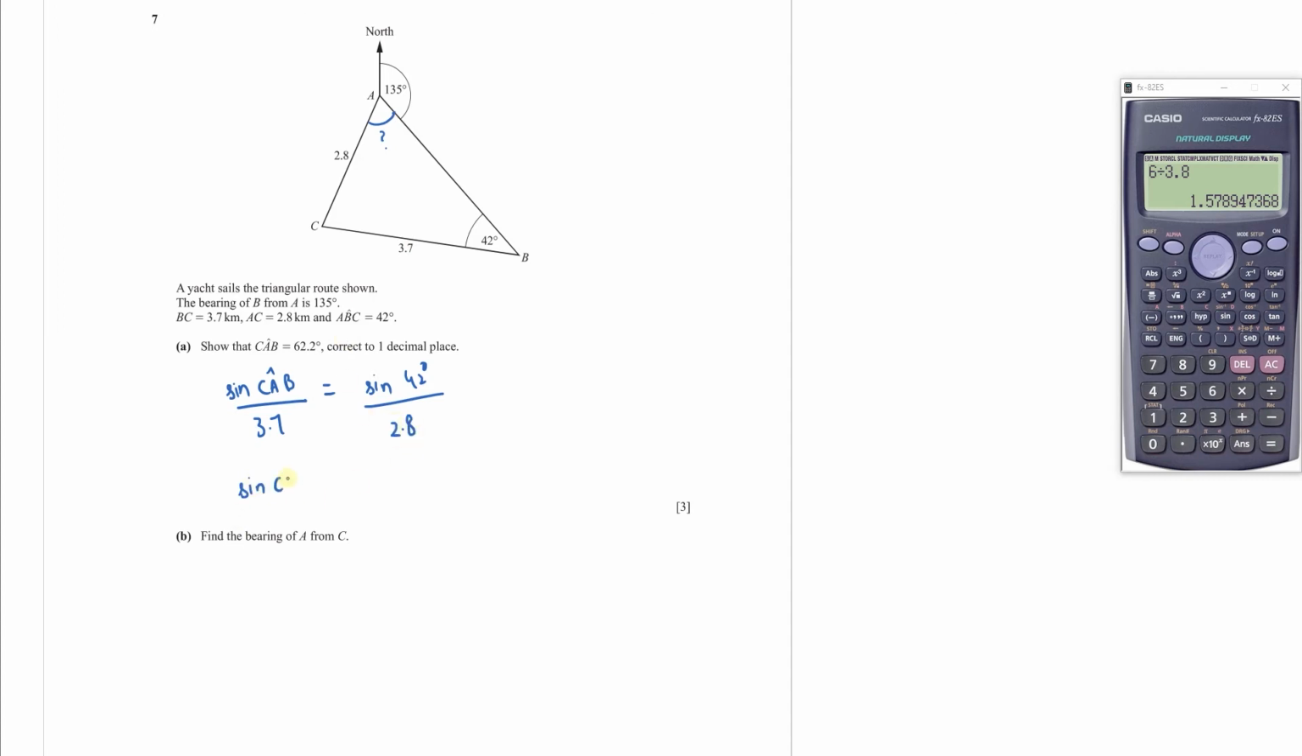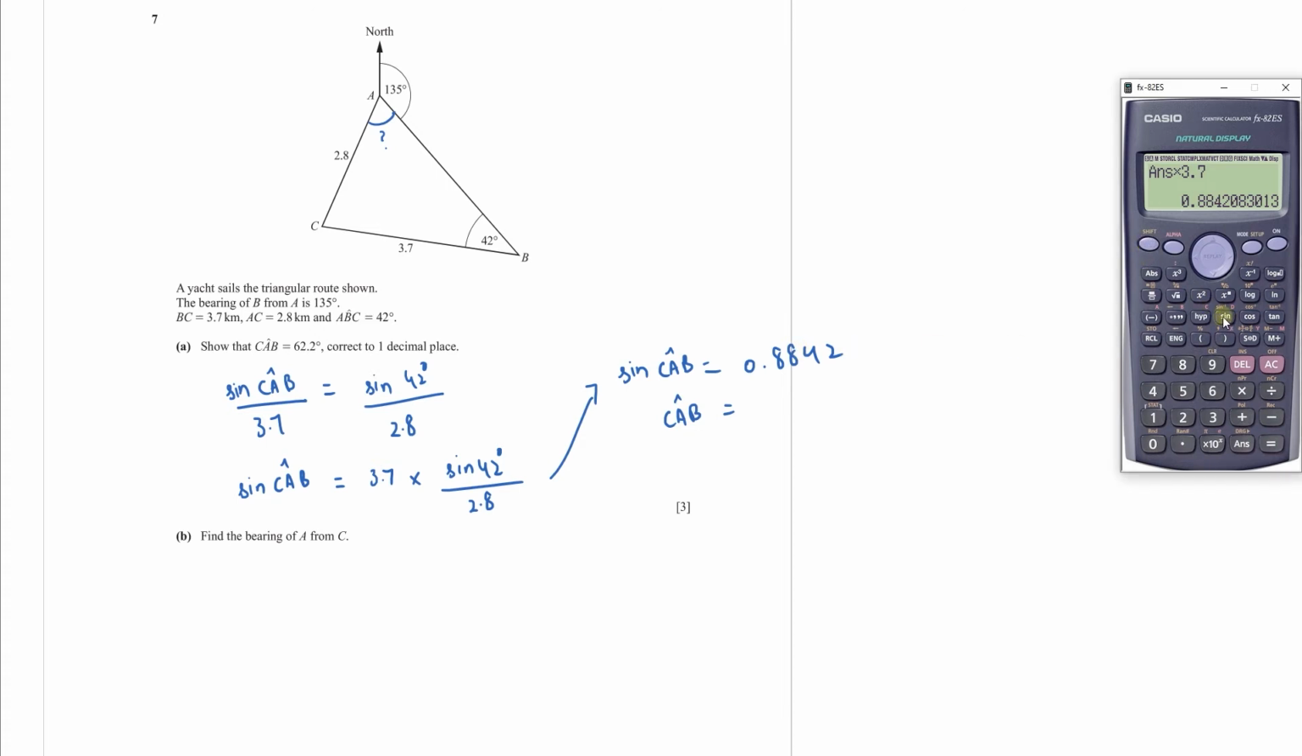So sine of CAB will be 3.7 multiplied by, so I took this 3.7 to the other side, sine of 42 degrees divided by 2.8. So let's calculate this. Sine of 42 divided by 2.8 and then multiplied by 3.7. So let me continue up here. So sine of CAB is equal to 0.8842, and then CAB will be simply sine inverse of this.